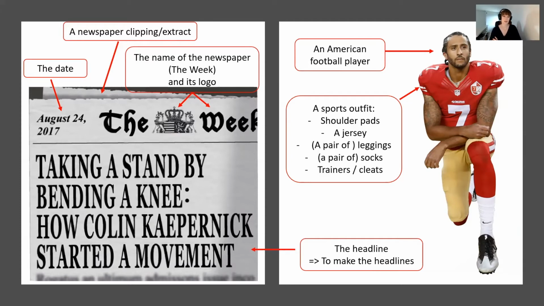Trainers is des baskets, so it's shoes that are very comfortable that you use to run. And cleats are more specific. They are little pieces of metal under the shoe so that you can run in the grass and not slip. Cleats in French would be les crampons.